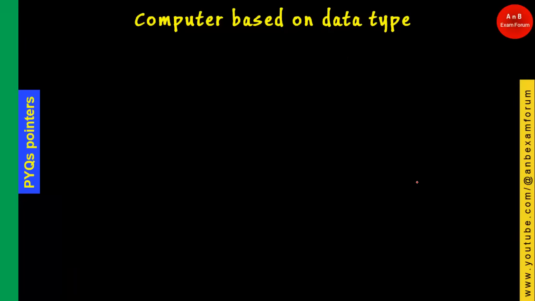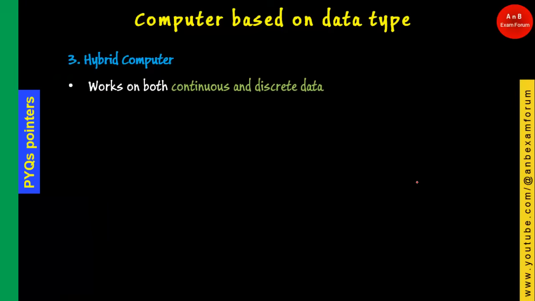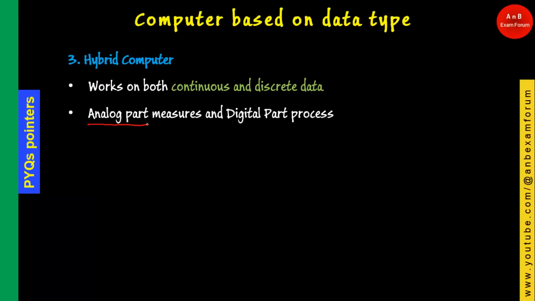Coming to the third category, that is the hybrid computer. And as the word suggests, hybrid is a combination of both continuous and discrete data. It takes data in continuous form, like analog data, and it takes the data as discrete to process it. And remember that the analog part will measure the analog data, where the digital part will process. This is a very important point.